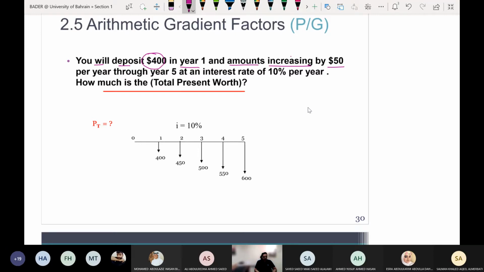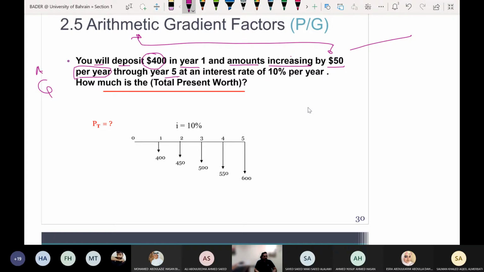Once it says by 50, I know that this is arithmetic. Why? It is an amount. What does it mean? It's going to be linear per year. Okay, once it says per year, it means I have an A and I have a G.